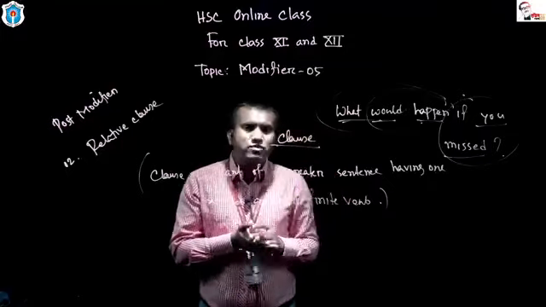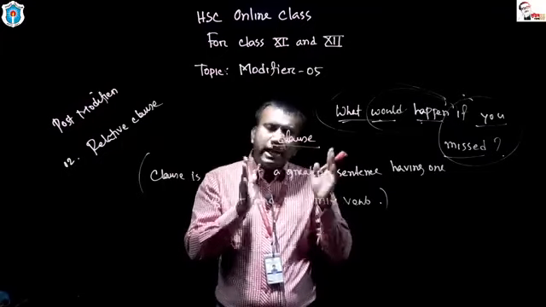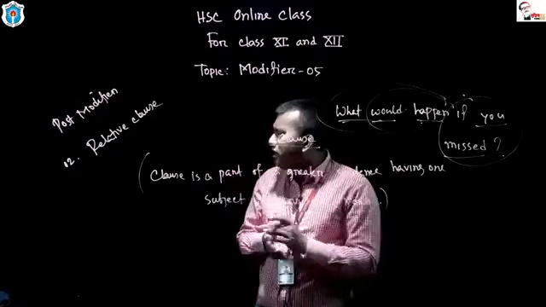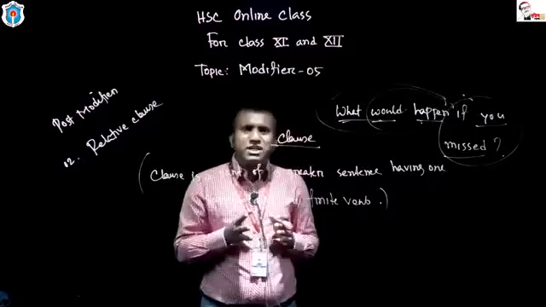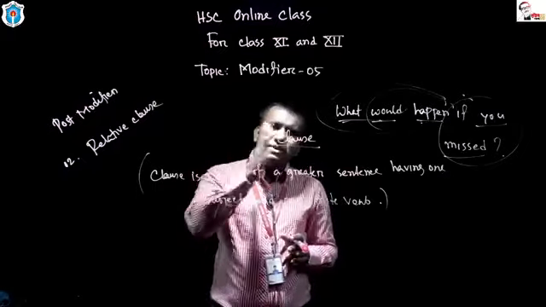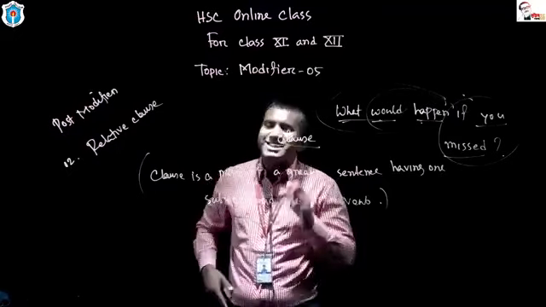So in this sentence, we have got one principal clause and one subordinate clause, and in the subordinate clause we will get a conjunction. And what is the conjunction? The conjunction is if. So my dear students, up to this part we have got the definition of a clause, and we have got principal clause and subordinate clause.